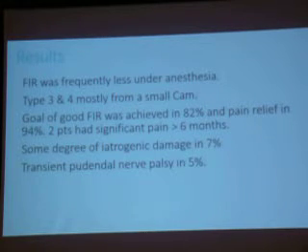When you put traction on them, about 5% have pudendal palsy. They can't feel the private area. That's a pretty bad, devastating thing for a male, but usually it's temporary and will come back.